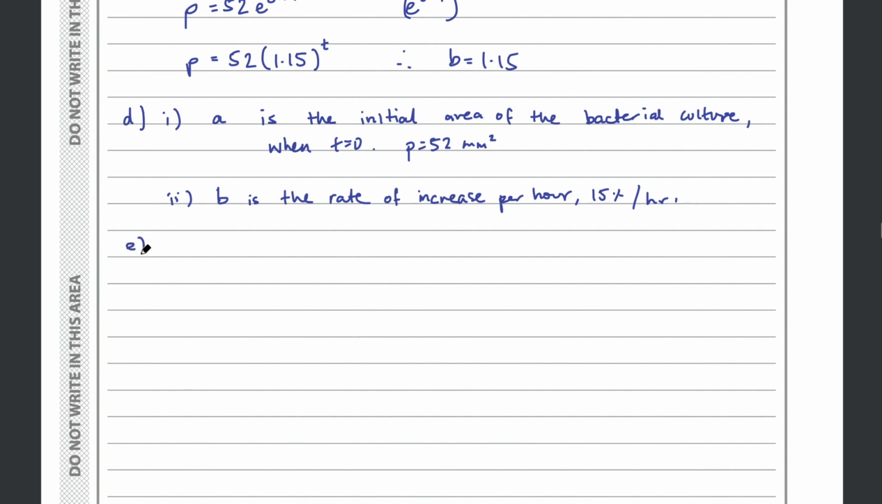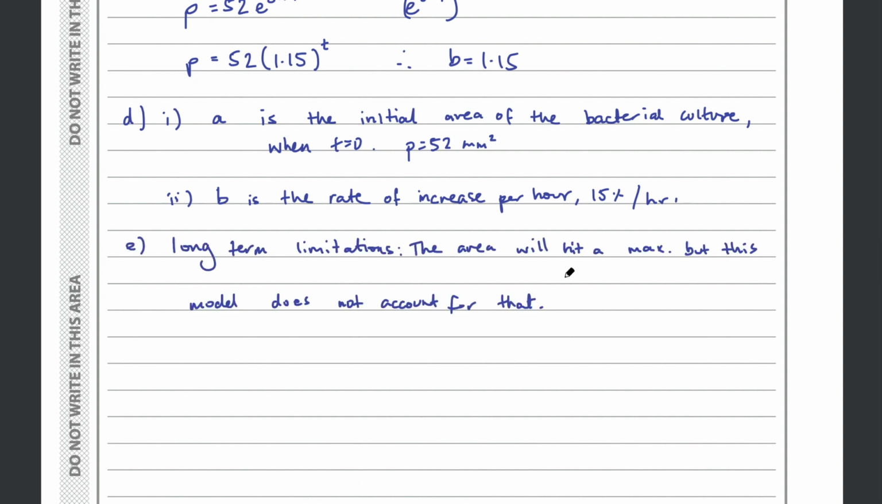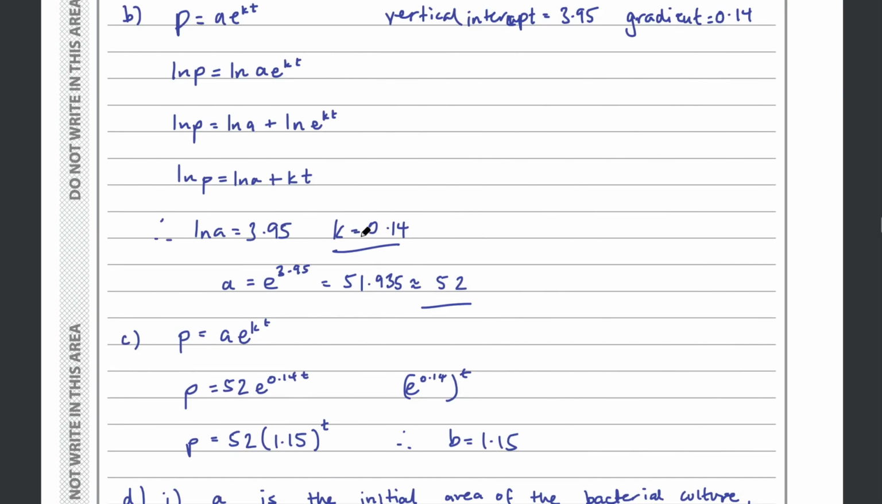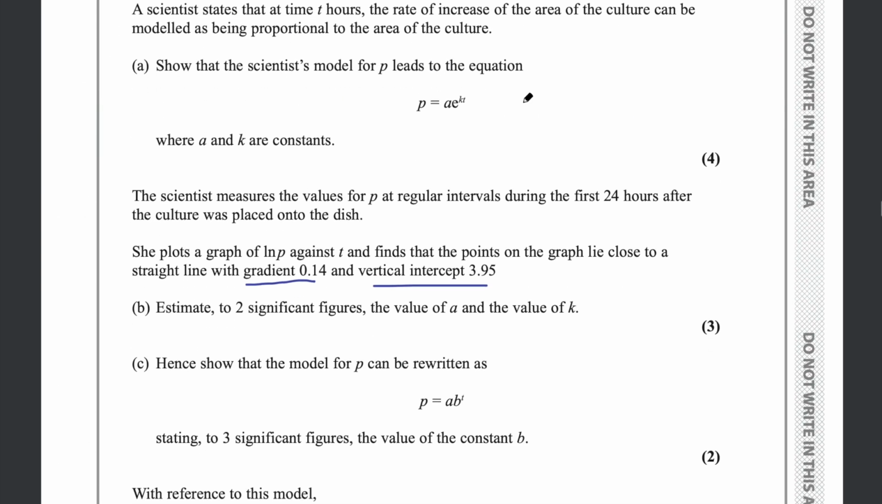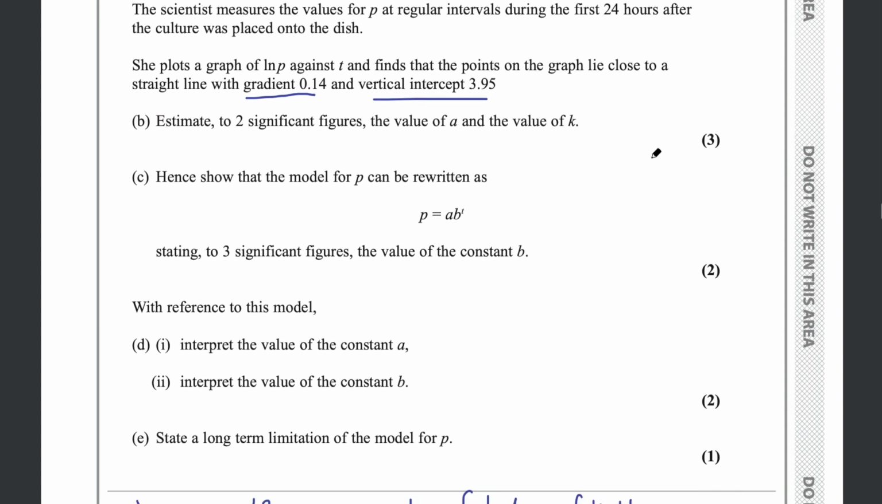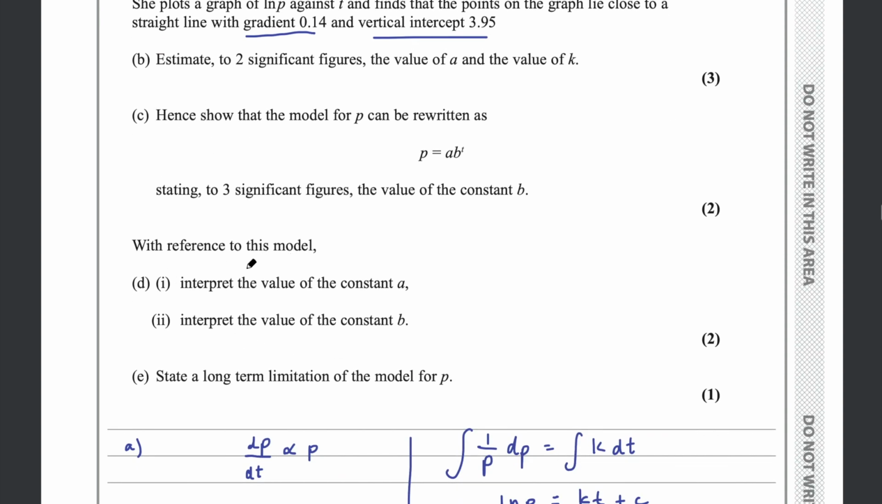So we can state that in a sentence or two. So the long-term limitation: the area will hit a maximum, but this model does not account for that. And the maximum being the size of the dish. Okay, so that was question 7. A was 4 marks, B was 3 marks, C was 2 marks, D was 2 marks, and E was 1 mark.